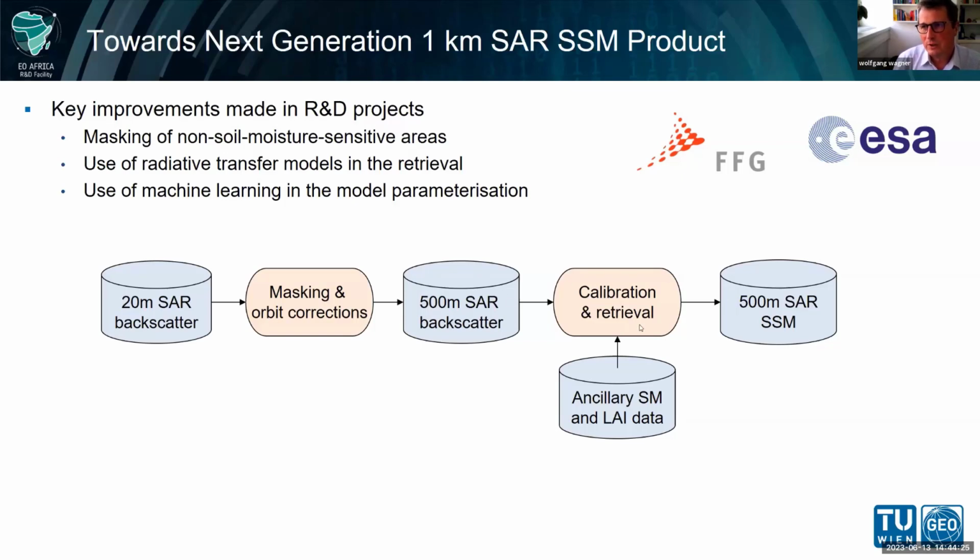And then we use different approaches to go from the backscatter to the surface soil moisture products. So we use more complex models also in the retrieval. We also go more and more into machine learning to do parameterization of the models.